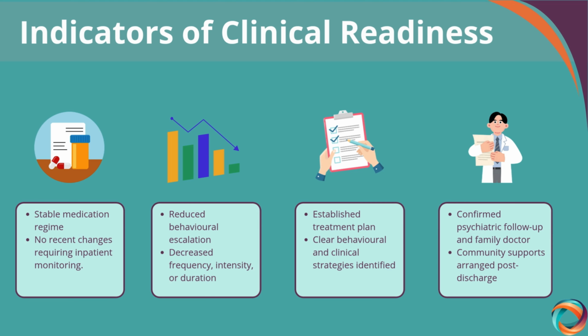Some key indicators of clinical readiness include a stable medication regime, reduced frequency or intensity of behavioral escalation, a clearly established treatment plan, and defined psychiatric follow-up. These indicators help us determine whether the individual can be supported safely outside of the hospital.